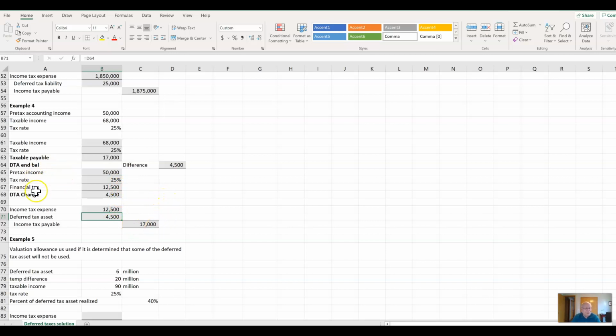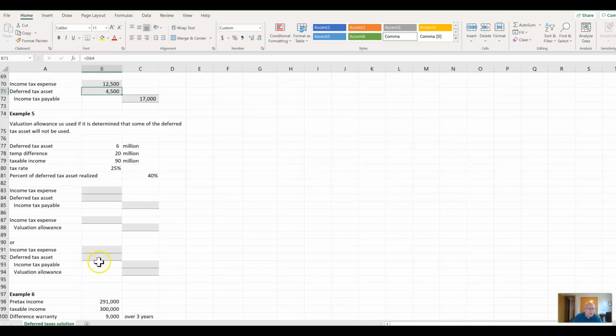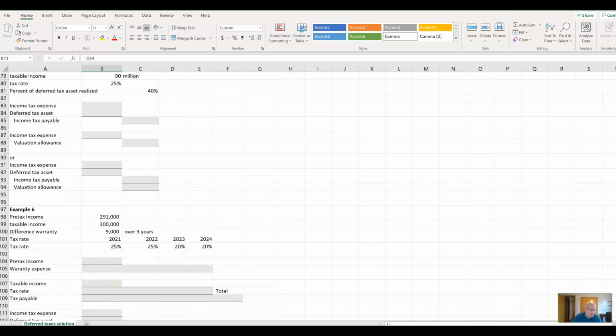Sometimes we don't know this one, which is why it says you have to find it. So you want to find the tax payable first, then the deferred tax liability or asset, and then the change in that asset. Since we didn't have any beginning balance, we didn't have to worry about it. Now, I am going to quit there, and I'll continue on with the valuation and the change of tax rates in the next video.